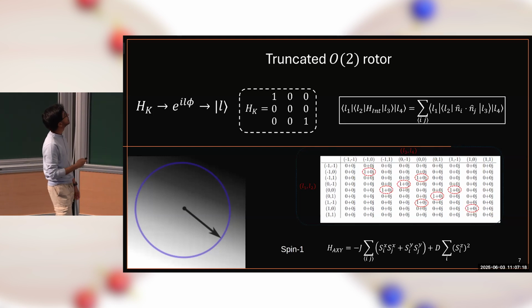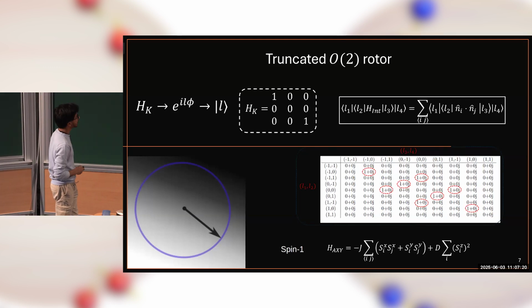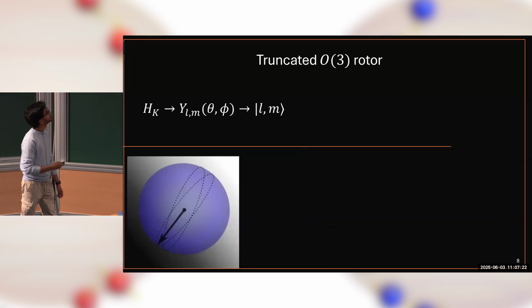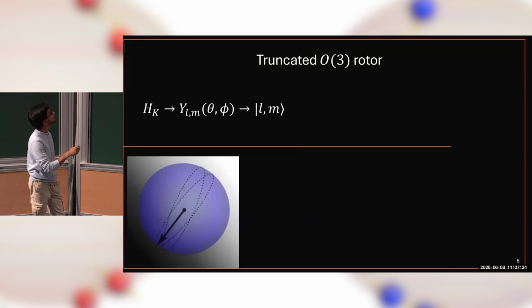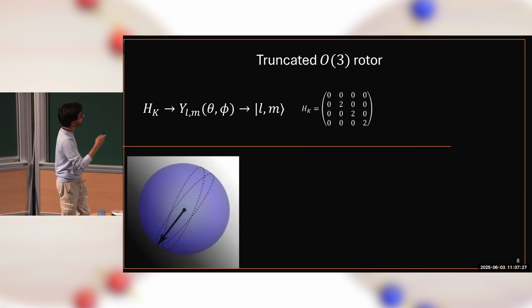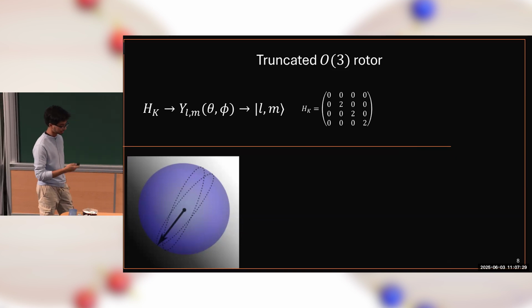For the O3 case, we are truncating at S and P orbitals. So the kinetic part is 0 for S, and then you have P orbitals, and then we can again compute the two-body matrix elements.